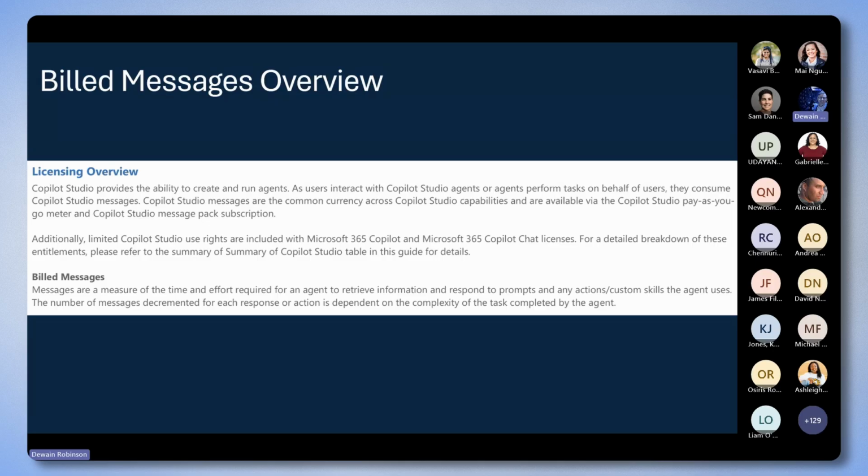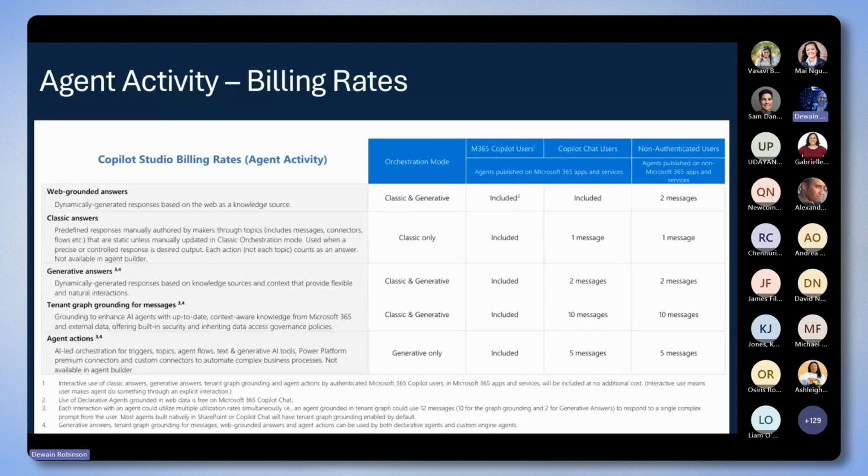All right, so let's jump into the first part. Let's talk about agent activity and the billing rates associated with agent activity. So first of all, what do I mean by agent activity? What I mean is that I want the runtime of the agent to do something. I'm asking an agent to do something, so therefore I'm going to incur a billed message for doing this.